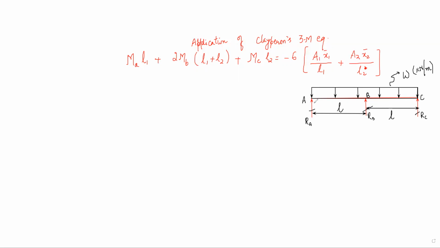It is also given that the beam is simply supported at A and C. When the beam is simply supported at A and C, that means MA is equal to 0 and MC is also equal to 0. We are also given that L1 is equal to L2 is equal to L. What is A1? A1 is the area of the free moment diagram for the section AB. A2 is the area under the moment diagram for the section BC.